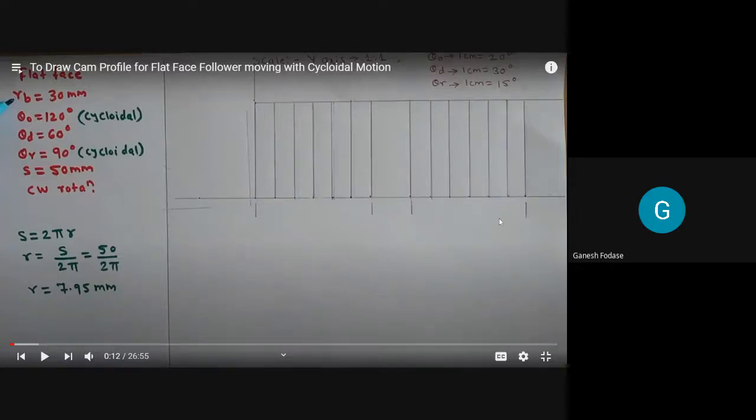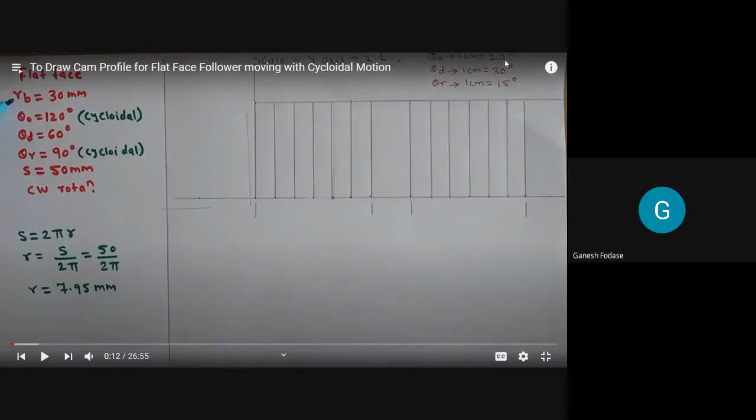Now on x-axis, what scale have we taken here? As you can see 120, 60, and 90. So we try to take equal divisions here. I have to take 6. You may take any number of parts, but we take here 6 parts. So let's say first 6 parts during rise and 6 parts during return. To get these 6 parts, the angle is 120 degree. So scale taken for rise stroke, outward stroke, is 1 centimeter is equal to 20 degree.